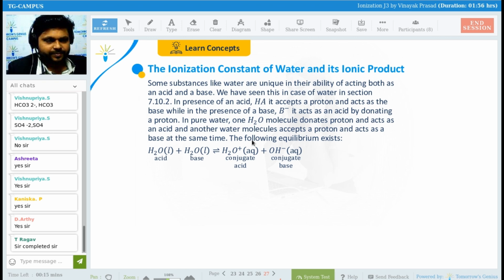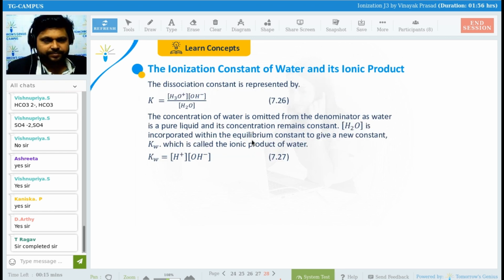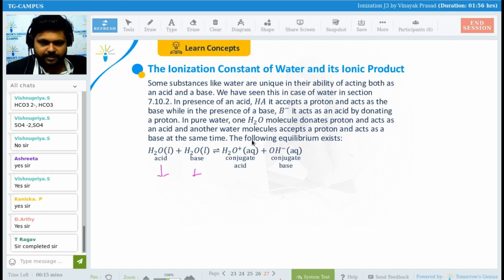So water is there in acid, and again water is there in base. Water can act as an acid and as a base as well, right? So it is giving conjugate acid and OH minus. The value of K, if we have to find the value of K, so it means what?